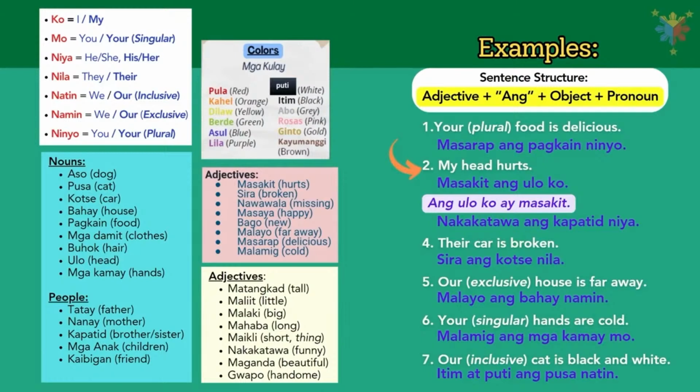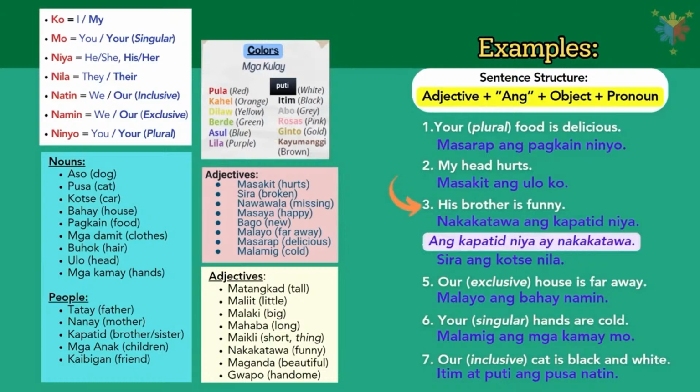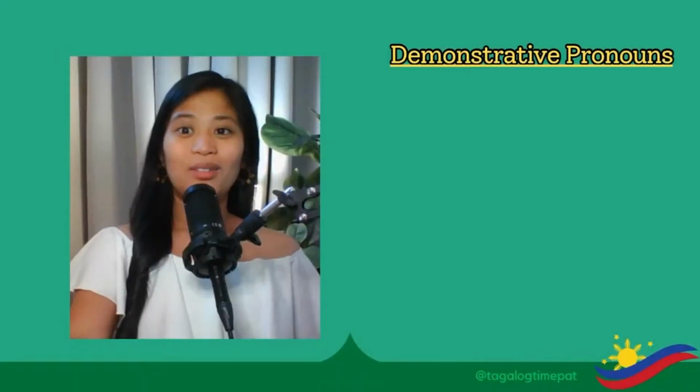That's right. It's correct. And then nakakatawa ang kapatid niya could be said as ang kapatid niya ay nakakatawa. So again, you're just switching up the word order here, but it means the same thing. All right, so now let's learn some demonstrative pronouns.